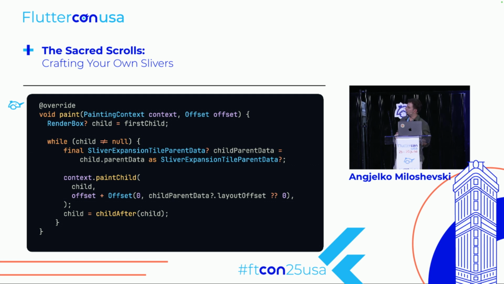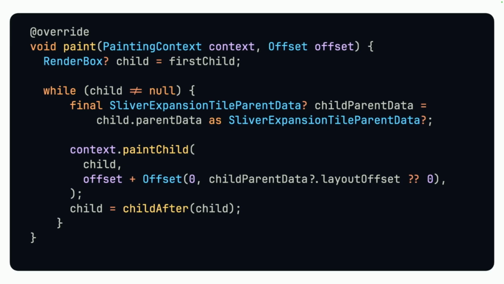Lastly, here's how a simplified version of the paint method will look like. So as you can see, we go through all of the children and we just access the layout offset of their parent data in order to paint the children at the right offset that is their layout offset. And now I can show you a demo of how that looks like.